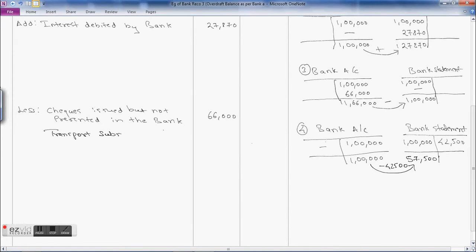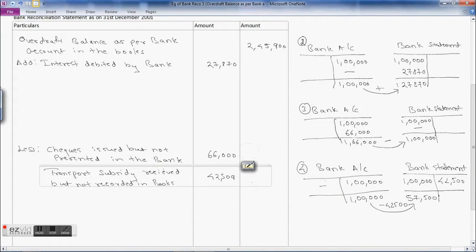Transport subsidy received but not recorded in the books. Okay, what is the amount? 42,500.